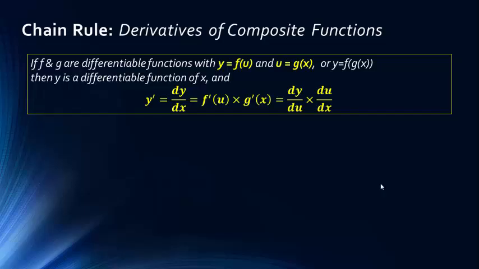Now there's a lot of stuff going on here, so let's look at this notation. The idea here is that y is f of u and u is g of x. So technically y equals f of g of x, or some composite function. Since that is true, then we know that y is a differentiable function of x. And so y prime, or dy dx, equals the derivative of f with respect to g of x times the derivative of g of x.